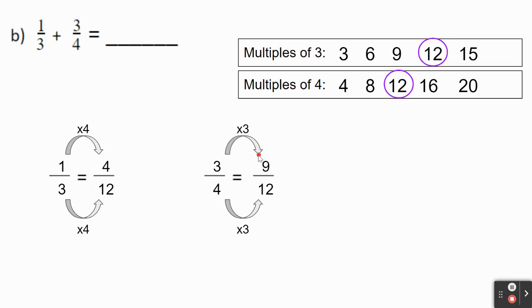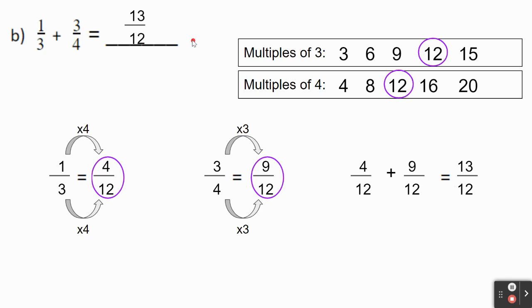If we look at both equivalent fractions, they both have a denominator of 12. So now we can add these fractions together. 4 twelfths plus 9 twelfths equals 13 twelfths. So 1/3 plus 3/4 equals 13 twelfths.